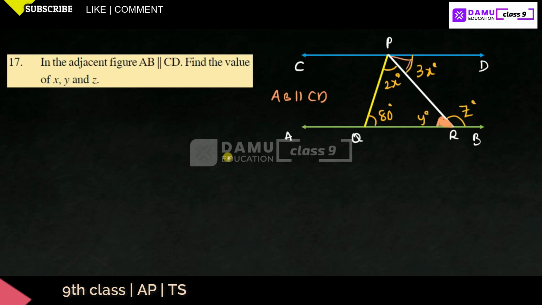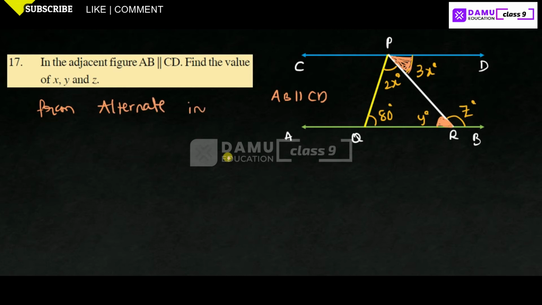So these two are alternate interior angles. From alternate interior angles, what you can say is angle y will be equal to 3x degrees. Both are equal. Then y will be equal to 3x degrees.